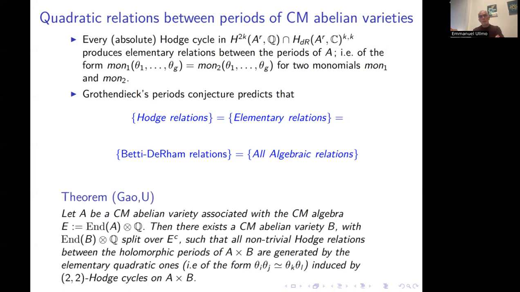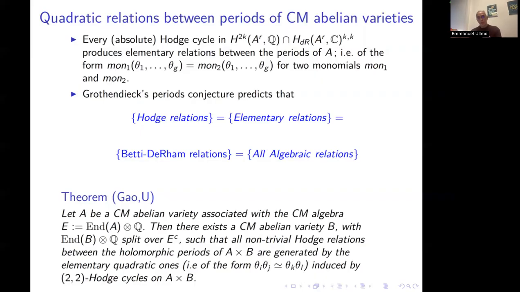The theorem we had on this part with Ziyang Gao is the following. If you have a CM abelian variety, say associated with a CM algebra or a CM field, if you want, then I want to say that essentially all the relations between the holomorphic periods are coming from quadratic relations, elementary quadratic relations.